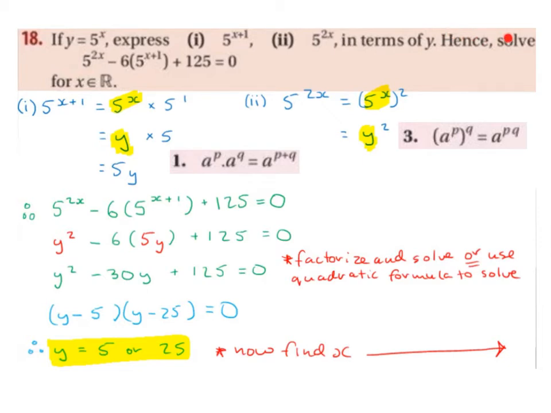Now what we have to do is solve 5 to the power of 2x minus 6 times 5 to the power of x plus 1 plus 125 equal to 0. So I've written it out along here, and all I'm going to do is swap the 5 to the power of 2x for a y squared, because that's what I worked out 5 to the power of 2x to be in step 2.